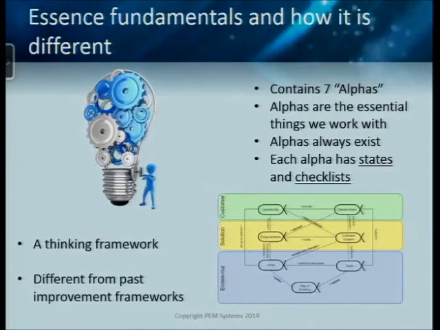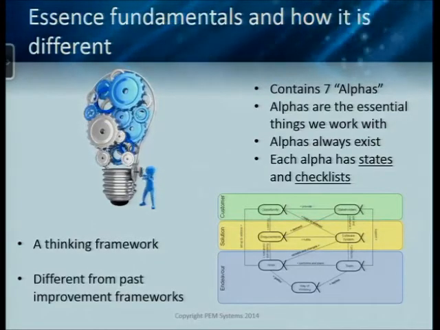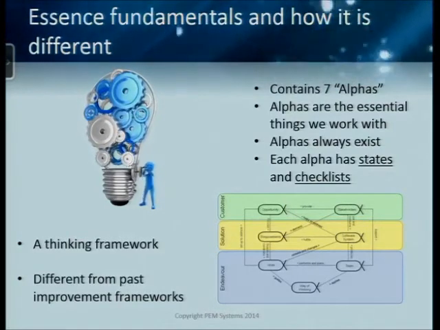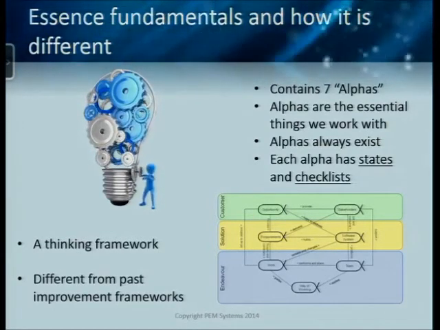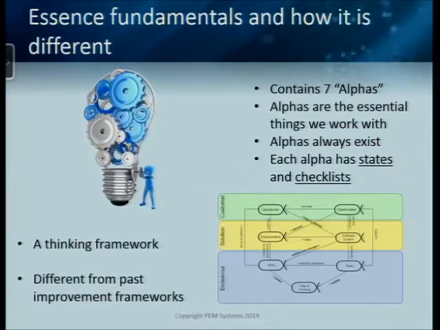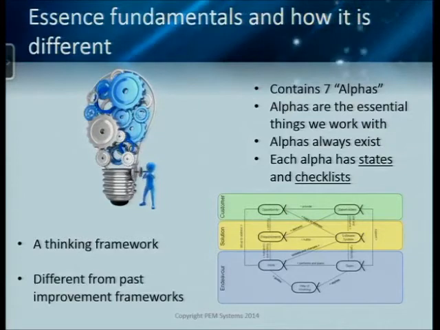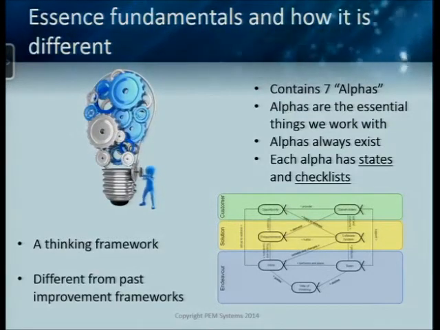And the other thing that's different about this model, people go, well, it's 7 alphas. You just told me the words. We all know they're there. How's that going to help me? While the alphas are always there, alphas have states and checklists, and those are not always there. This is the discriminator, because this is where it gives you help to see where you are and where you might have some risks. So let's talk a little bit more about that.